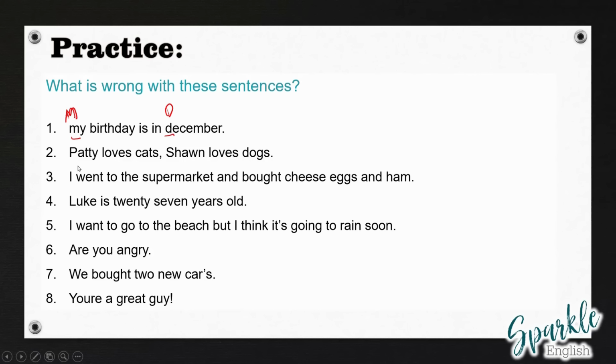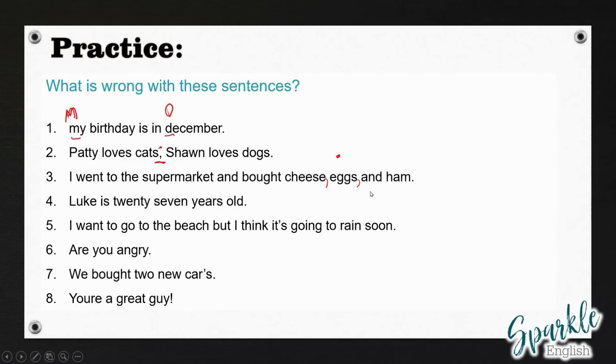Number 2, we have 2 different options. Patty loves cats. Sean loves dogs. This right here is a comma splice. A comma is not strong enough to connect 2 independent clauses. So we can either make this into a semicolon, or we could add a period and make it two separate sentences. Number 3, I went to the supermarket and bought cheese, comma, eggs, comma, and ham.